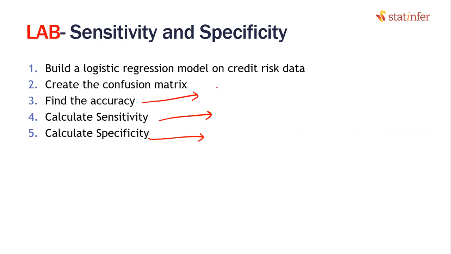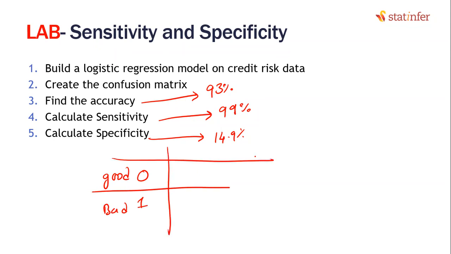Overall accuracy is 93%. Sensitivity is 99%. Specificity is 14.9%. Look at this data. If you look at it, serious delinquency 0 means good customer. 1 means seriously delinquent, which is like a bad customer. These are the actual values. 0 means good customer. 1 means bad customer.